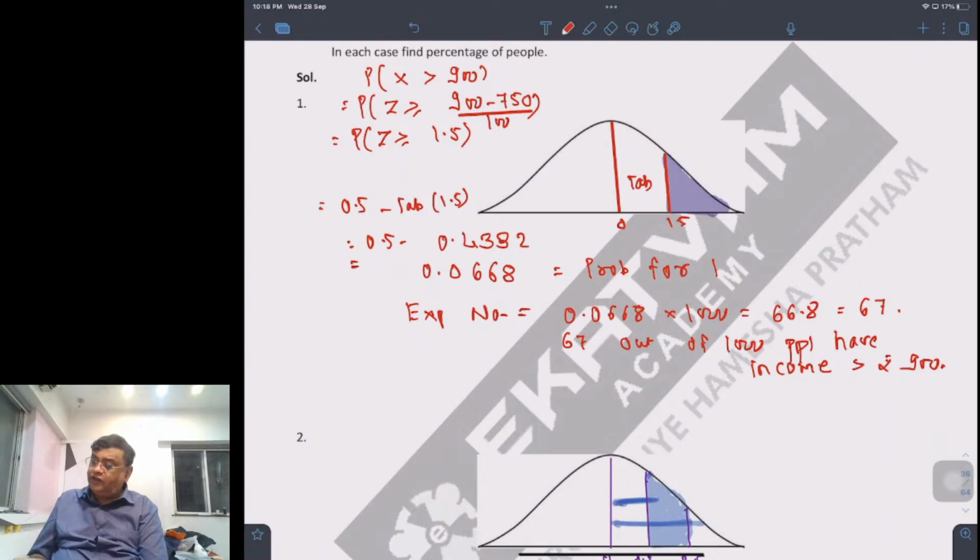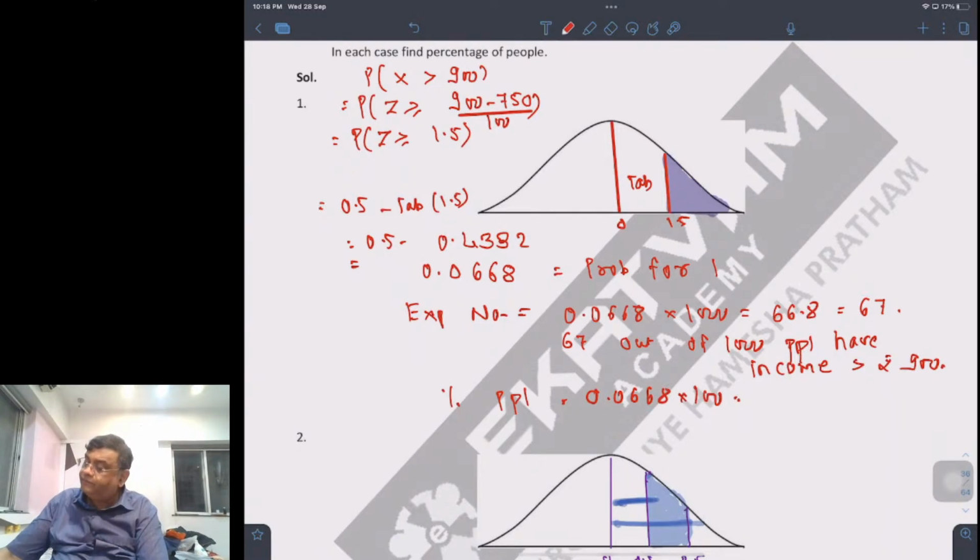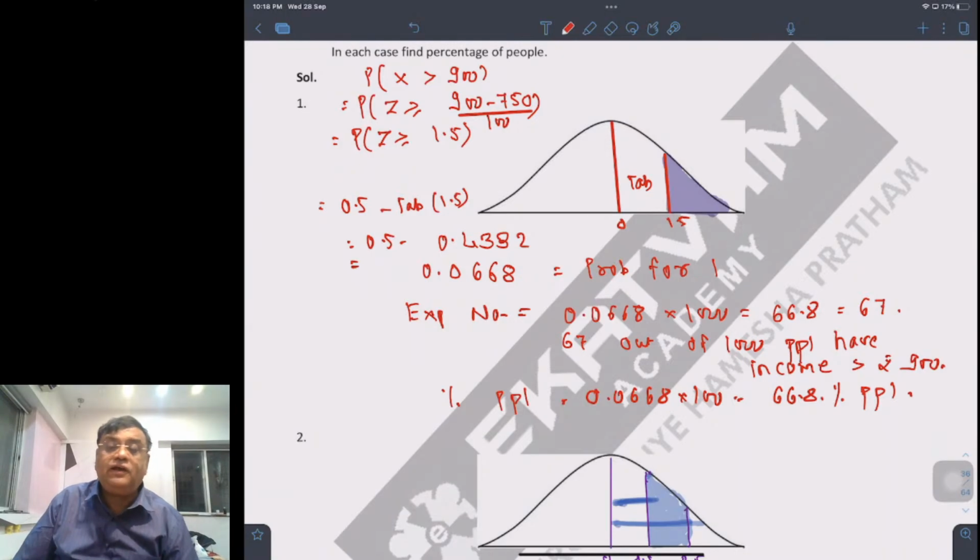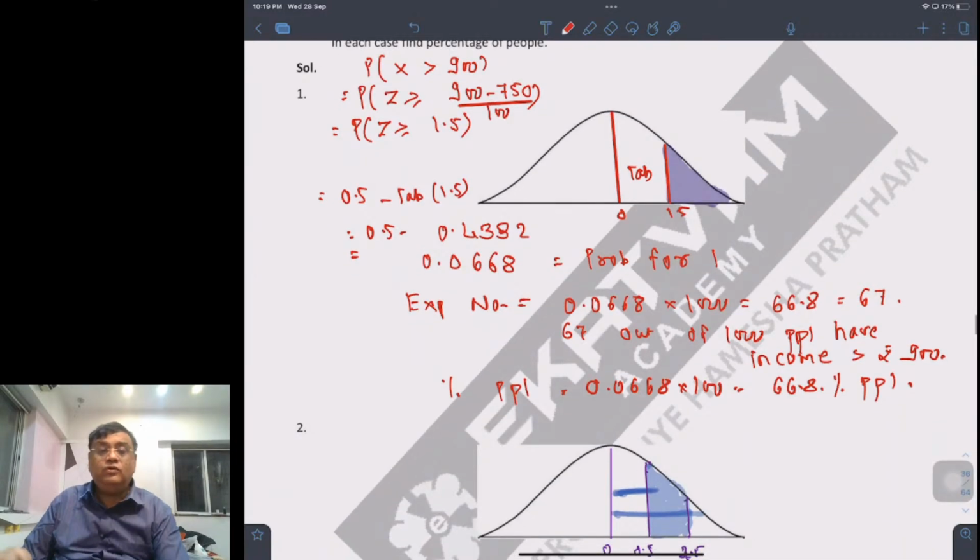एंड अगर तुमको परसेंटेज, ये एक्सपेक्टेड नंबर हो गया. Now if you want percentage of people, then what it means is 0.0668 multiplied by 100, and that can be a fraction. 6.68% people have income more than 900. समझा? तो यही प्रोबेबिलिटी निकालना है. प्रोबेबिलिटी को 1000 से मल्टीप्लाई करेंगे तो एक्सपेक्टेड नंबर मिलेगा, और इसी प्रोबेबिलिटी को अगर 100 से मल्टीप्लाई करेंगे तो फिर परसेंटेज मिलेगा. ये आपको समझा है क्या?